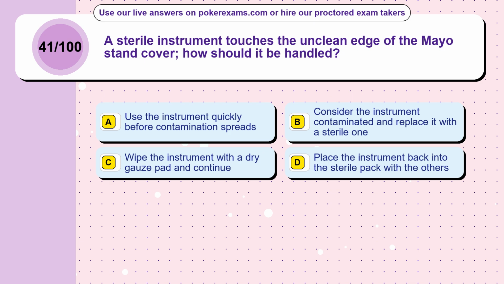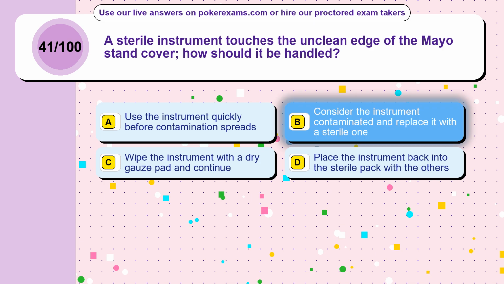Option B, consider the instrument contaminated and replace it with a sterile one. Option C, wipe the instrument with a dry gauze pad and continue. Option D, place the instrument back into the sterile pack with the others. The correct answer is option B, consider the instrument contaminated and replace it with a sterile one.